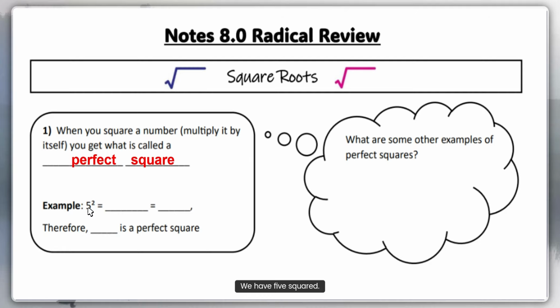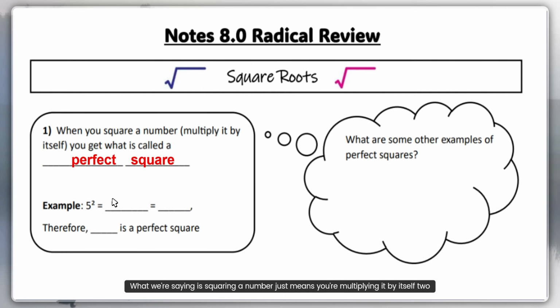We have 5 squared. Now, what is this? What is it when we square a number? What we're saying is squaring a number just means you're multiplying it by itself 2 times. So this 5 squared would be 5 times 5, which we understand is 25. And what we understand here then is that this means 25 is a perfect square, right?